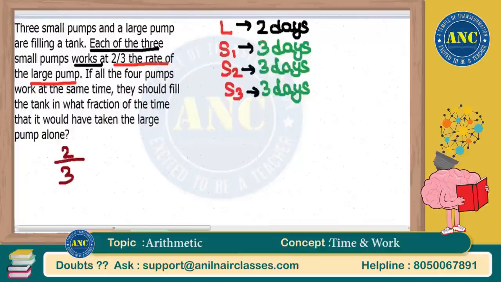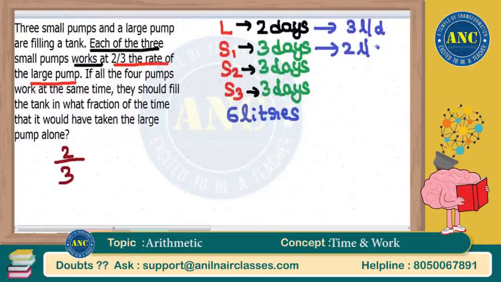Now forget about all the next statements. What can I do from this? The LCM is 6, so 6 liters is the capacity of the tank. So the large pump is 6/2, which is 3 liters per day. These small pumps will all be 2 liters per day, right? I believe you are able to understand the same methodology I used in basic problems. Now read the next statement.